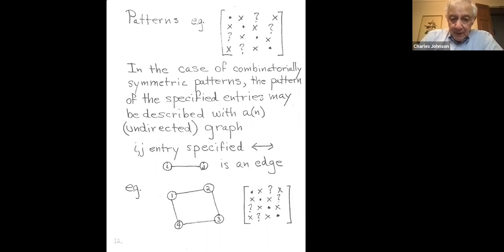And by that, I simply mean the following. If the ij entry is specified, then I have an edge in the graph between vertex i and vertex j. And if it's not specified, I have no edge. So this is simply a graph which describes the positions of the specified entries. And if I'm assuming the diagonal entries are specified, I won't bother taking that into account in the graph. So for example, in the example we've been discussing, here's the graph of the specified entries.